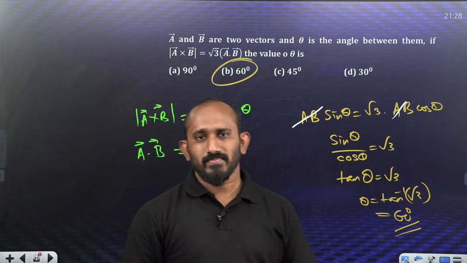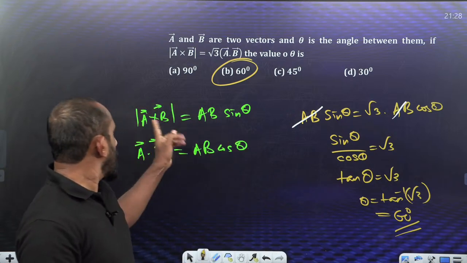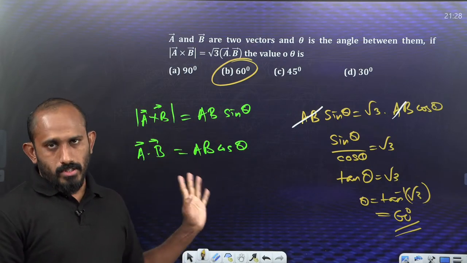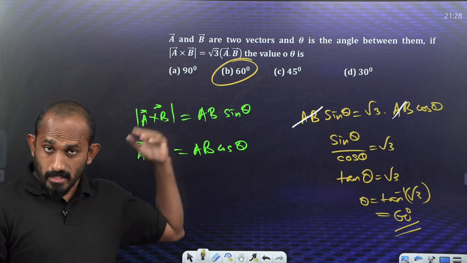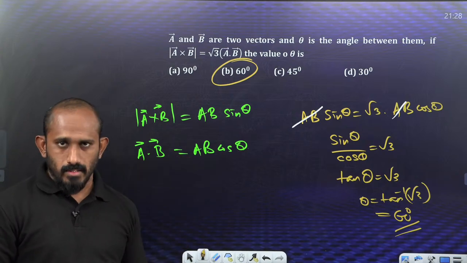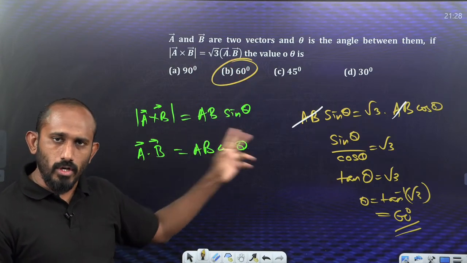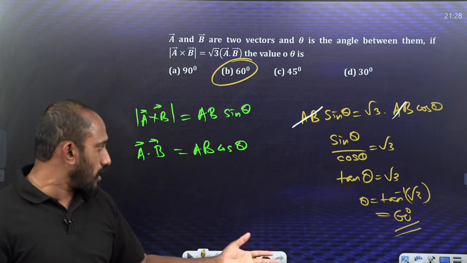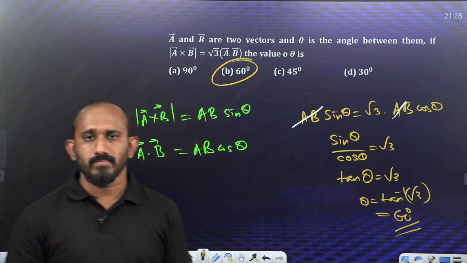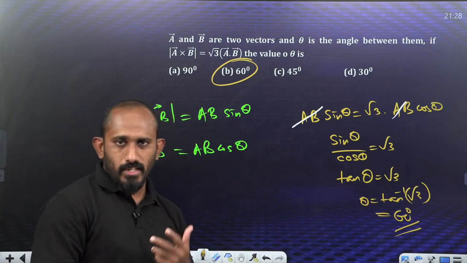Okay, great. So here, cross product and dot product. You know, cross product gives a vector result, dot product gives you a scalar result. Their magnitudes are related this way, root 3 times the other one. So equate both, we got tan theta is equal to root 3, or theta is equal to 60 degree. Okay, hope you got it. Let's go for the next question.